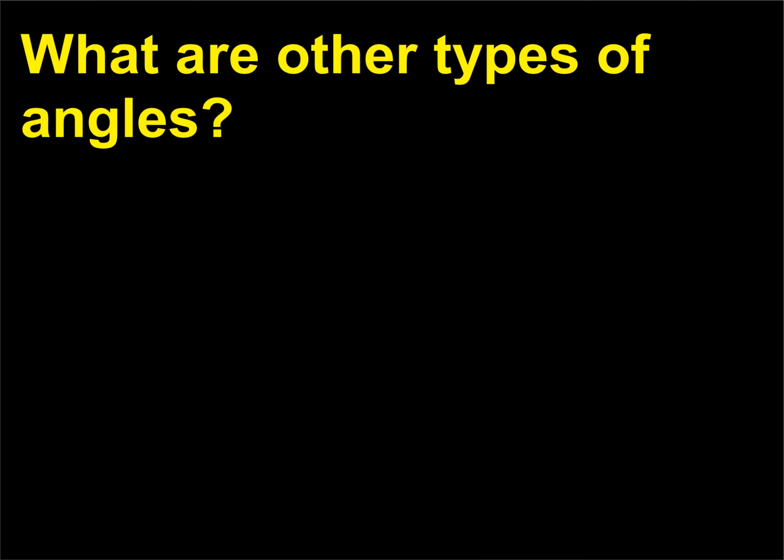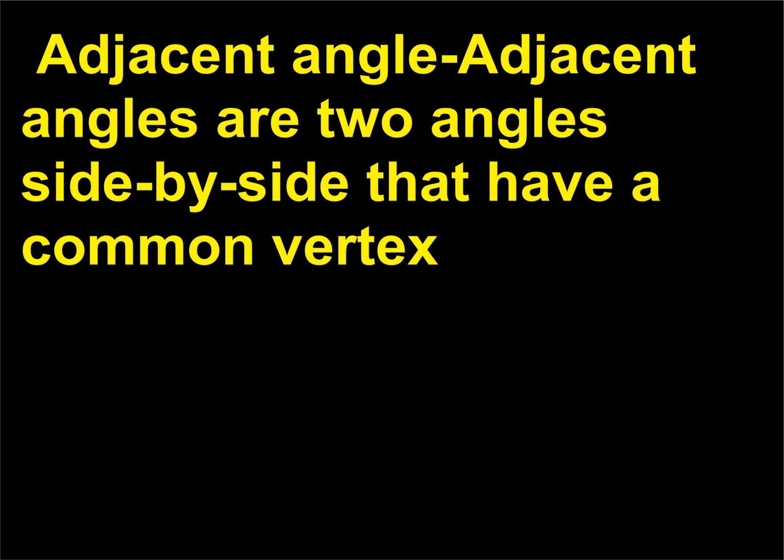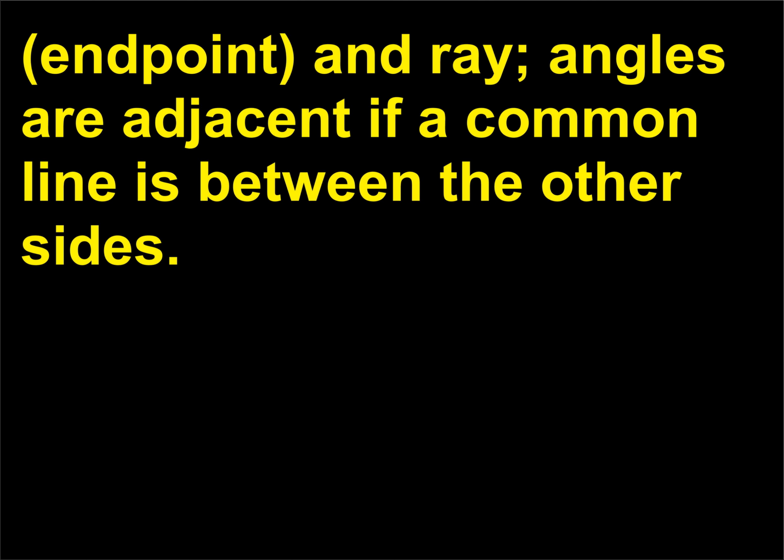What are other types of angles? There are numerous other types of angles, some of which are examined in the following list. Adjacent angle. Adjacent angles are two angles side by side that have a common vertex, endpoint, and ray. Angles are adjacent if a common line is between the other sides.